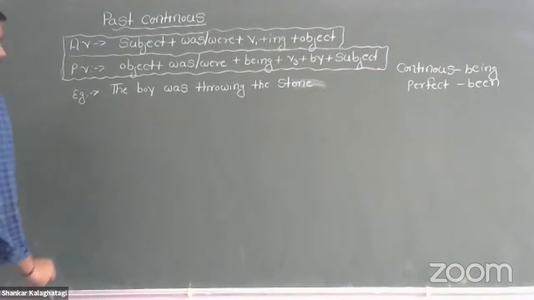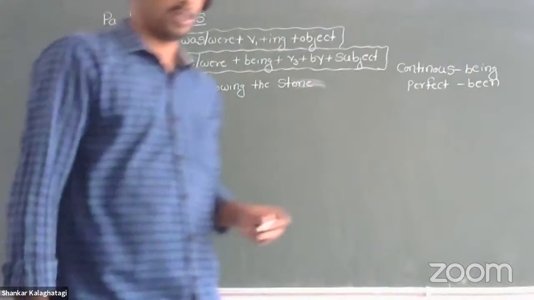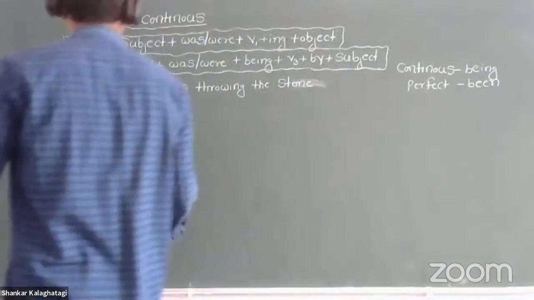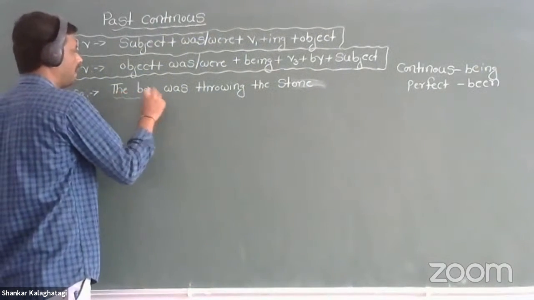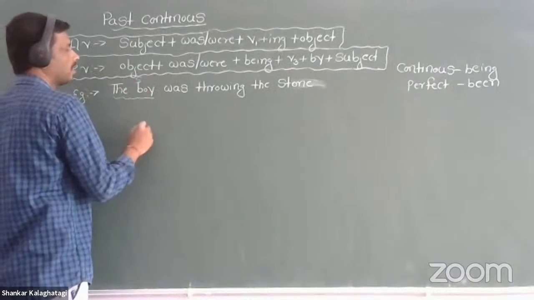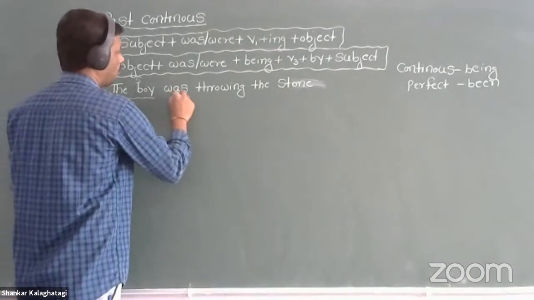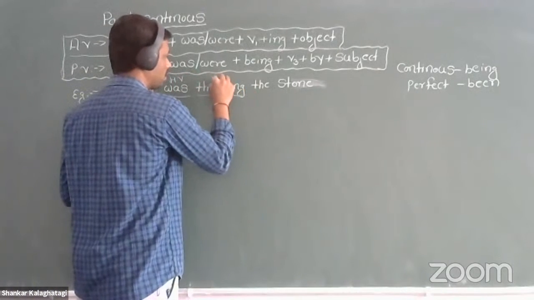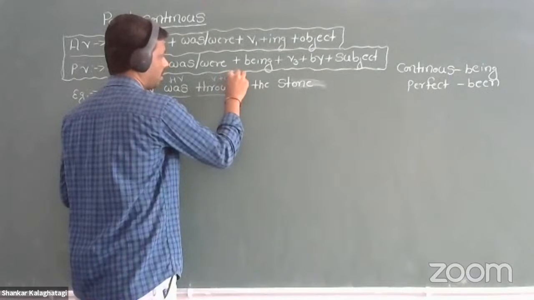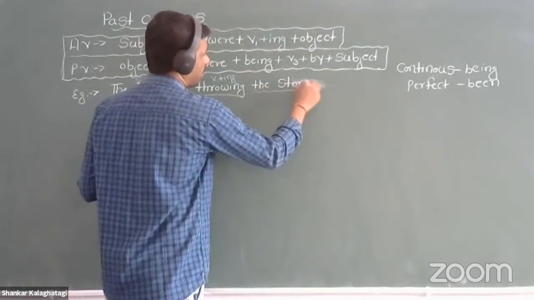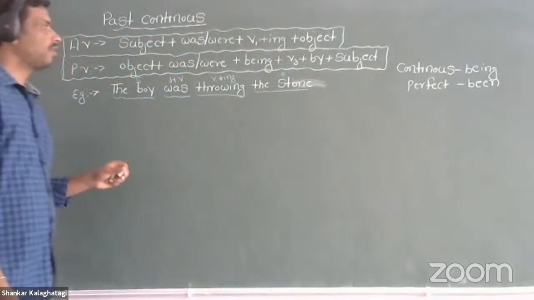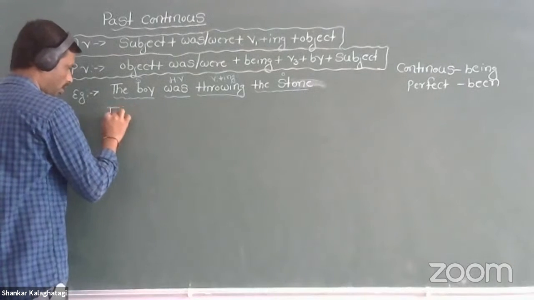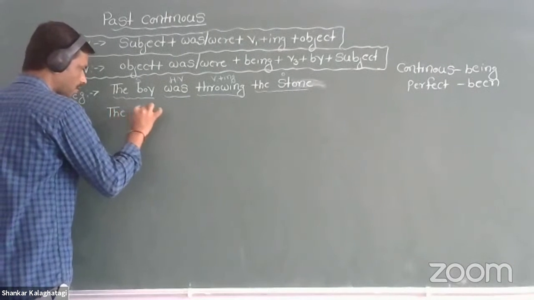Now first break the sentence. Which one is the subject there? First break it. The boy is our subject. So he is the doer here. Now was is the helping verb. Throwing is our verb, which is in the form of V1 plus ing. That is continuous. The stone is our object. Now what did we write first? We write the object first. So that is the stone. Write it. The stone.